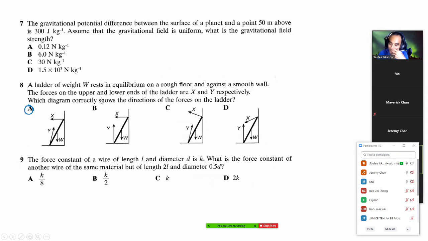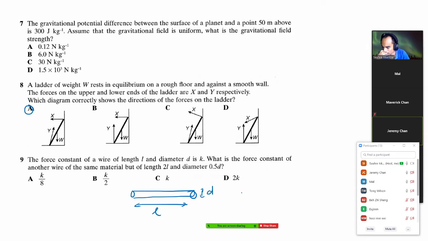The force constant of a wire of length L and diameter D is k. So we have a wire of length L and diameter D. What is the force constant formula? The force constant of a wire. F over A or something, is it?